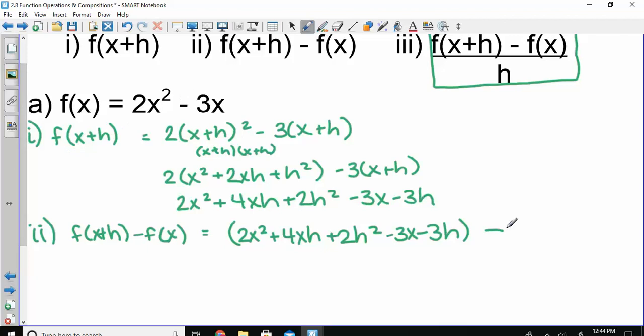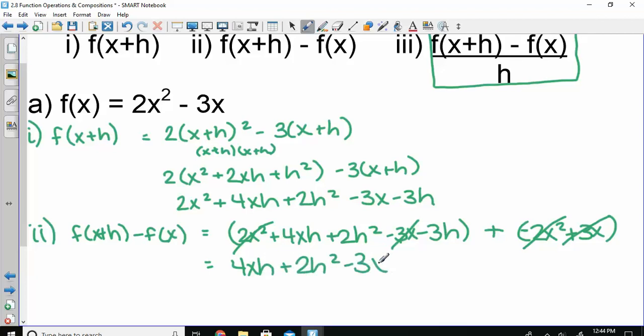Minus f of x is just the original function. Now if I do that, what happens? What do we need to do? If I take that negative through, 2x squared and negative 2x squared would cancel. Negative 3x and positive 3x cancel. So I'm left with 4xh plus 2h squared minus 3h.